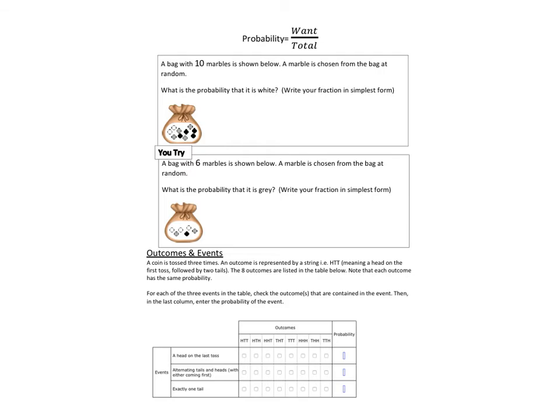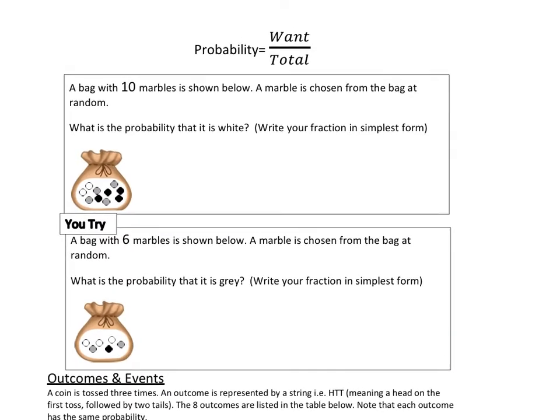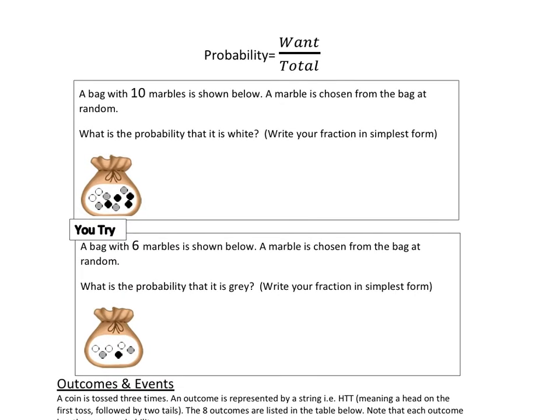Moving on, we're going to talk about probability in general. Whenever you're talking about the probability of something, an easy way to remember it is what you want over the total. This is the easiest way to remember something when you're doing probability. What is it that you want over the total number of possibilities?